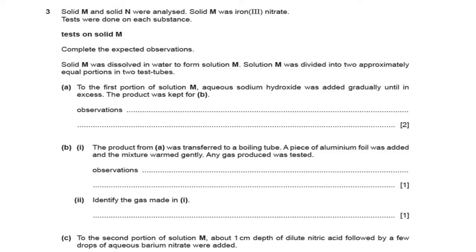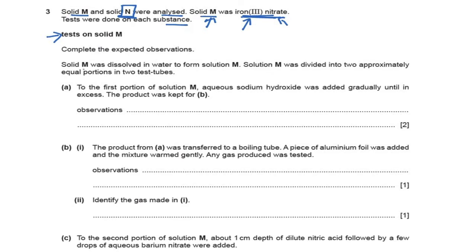Now let's start with question 3. Question 3 says solid M and solid N were analyzed. Solid M was iron(III) nitrate. Tests were done on each of the substances. Now we know that solid M is iron(III) nitrate, so we need to write the tests accordingly, for iron(III) and nitrate. But solid N is unknown, about which information will be given, and we need to deduce what solid N is.